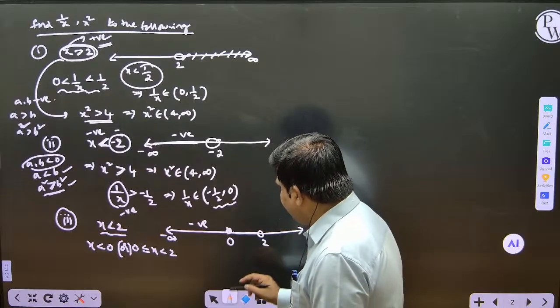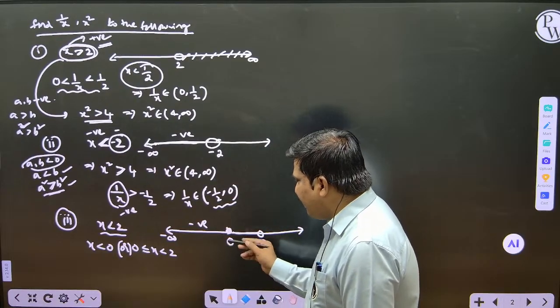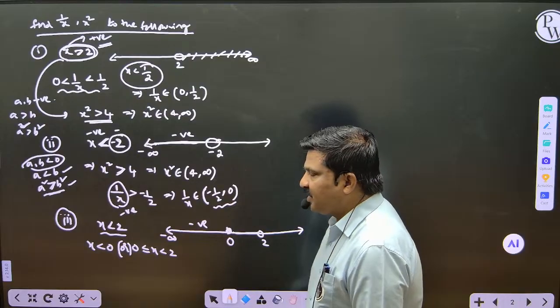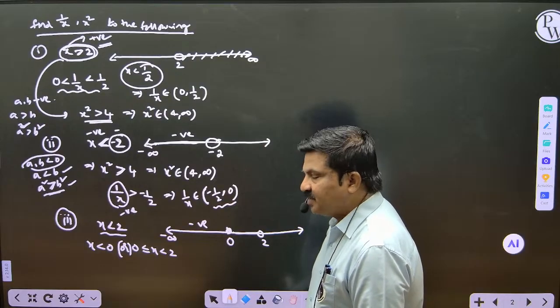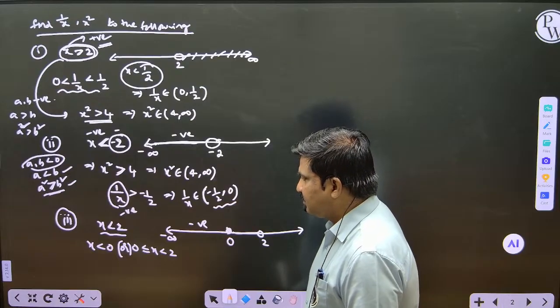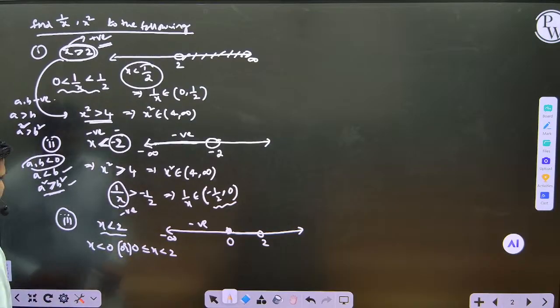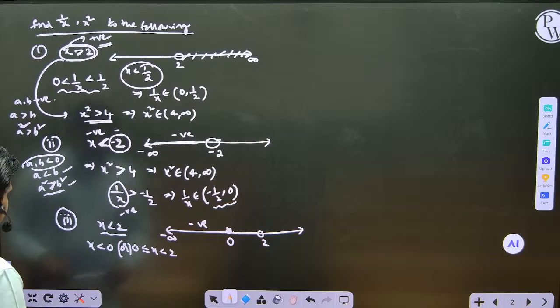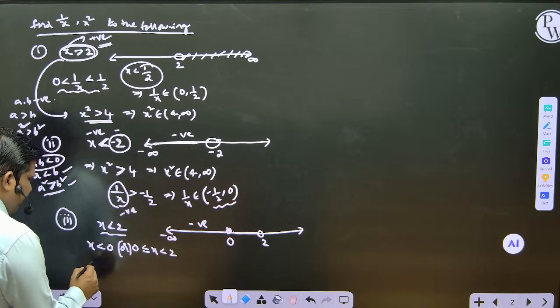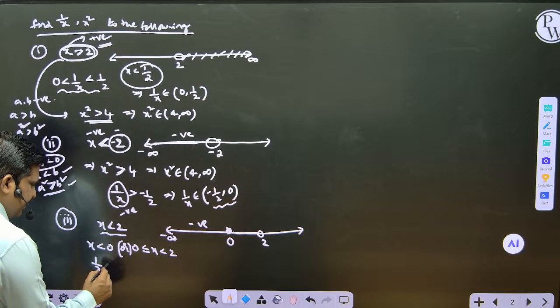Why am I writing this here? In this case, we have negative values and also positive values. So x less than 0 or 0 less than or equal to x less than 2. Now to them we want to take the reciprocal. So 1 by x is greater than 1 by 0.